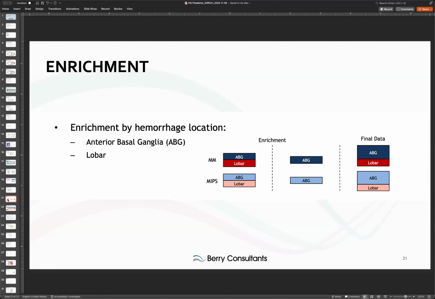The enrichment is the interesting part, right? That's what we want to talk about. The enrichment here happens by hemorrhage location, so ABG and lobar. In this diagram, you can see the trial is enrolling equally ABG and lobar to medical management and the intervention. At some point along here, enrichment happened and the lobar location was dropped. The trial continues to enroll ABG only. When we get to the final analysis, because we're using this analysis strategy that pools all of the data together, we have a little bit of lobar and more ABG for the comparison of guideline-based medical management versus MIPS plus medical management.